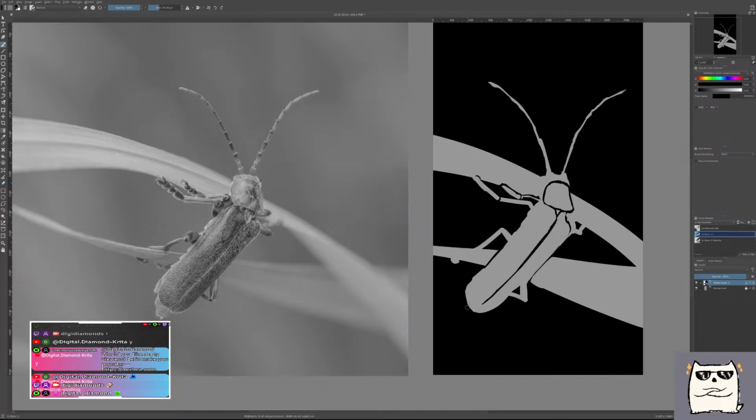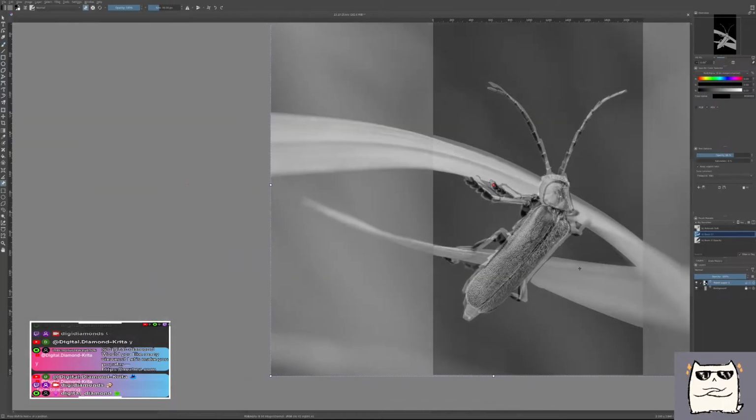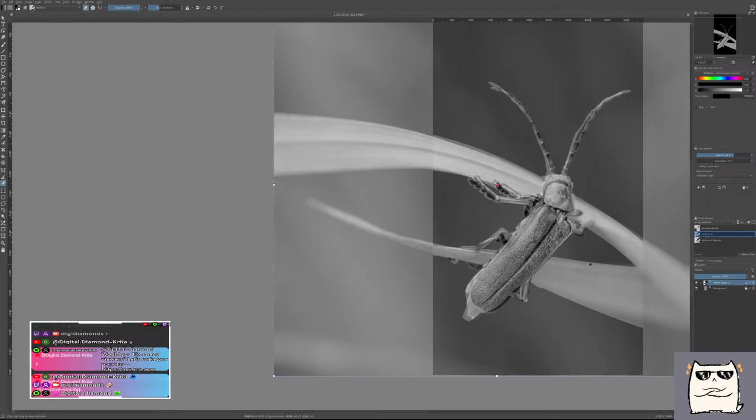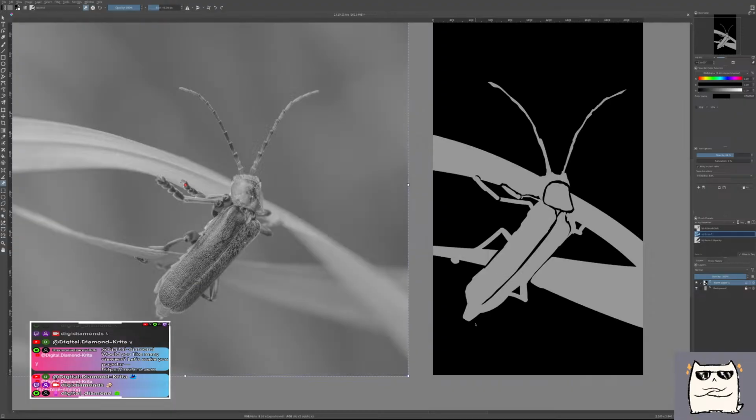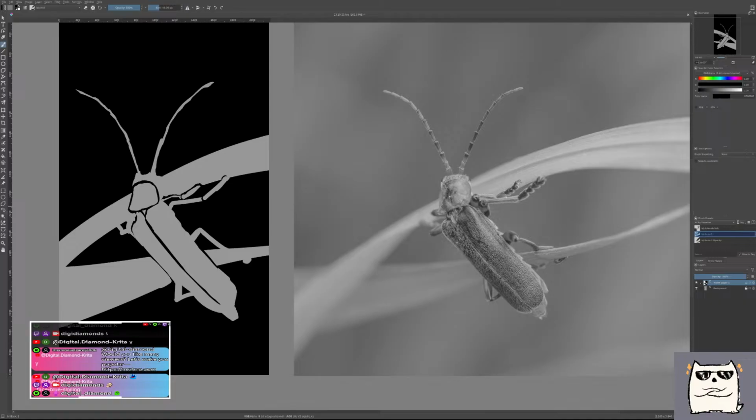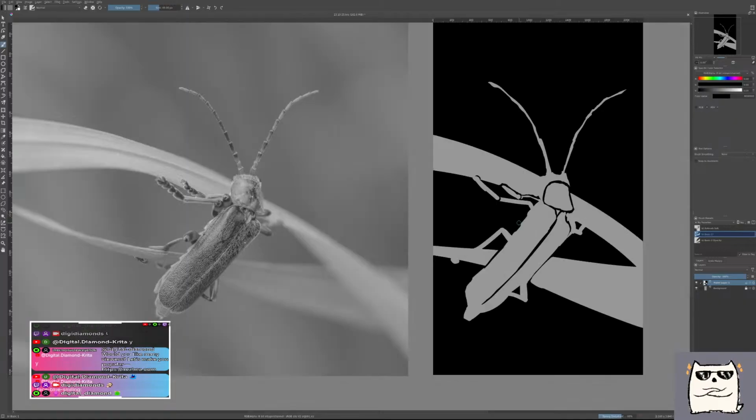Oh, right. This has kind of like a little thing that sticks out of his butt. Like that. Yeah, there you go. That doesn't look too bad.